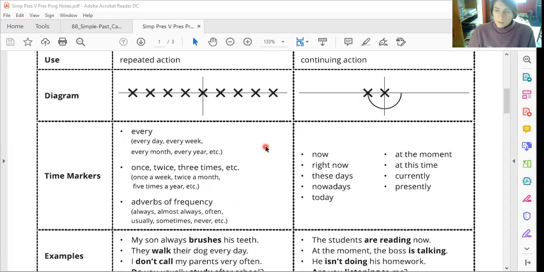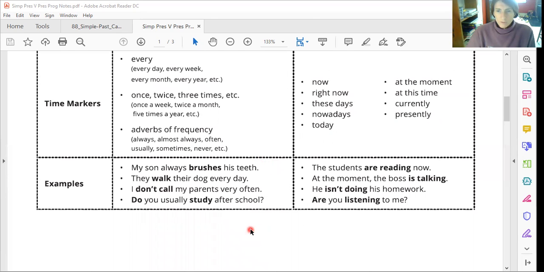But in the present progressive, we use time markers that indicate now. Things like now, right now, these days, nowadays, today, at the moment, at this time, currently, presently.